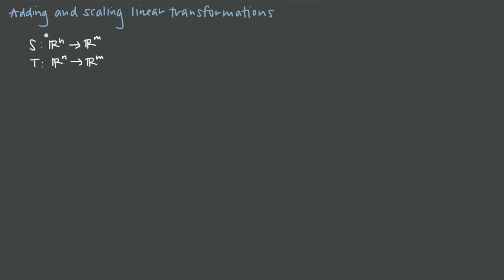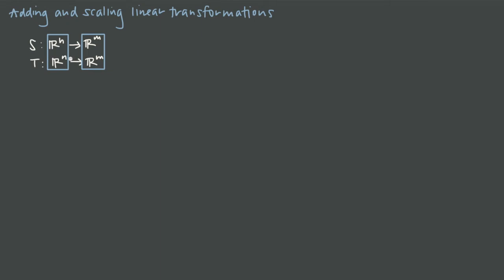In other words, I have to have matches. These two values here have to match, and these two values here have to match. So if S transforms from R2 to R3, T also has to transform from R2 to R3. So as long as those two match, then I can actually add S and T together.